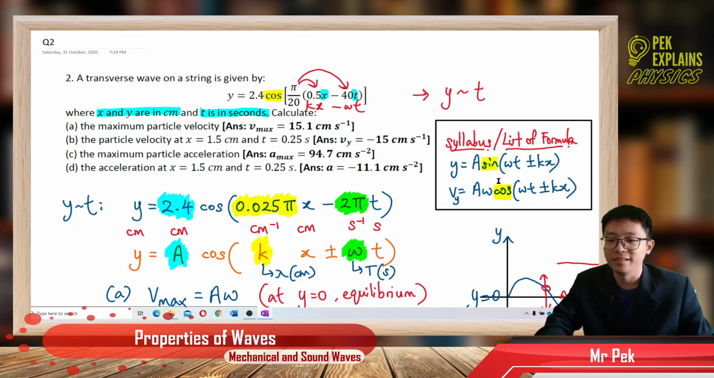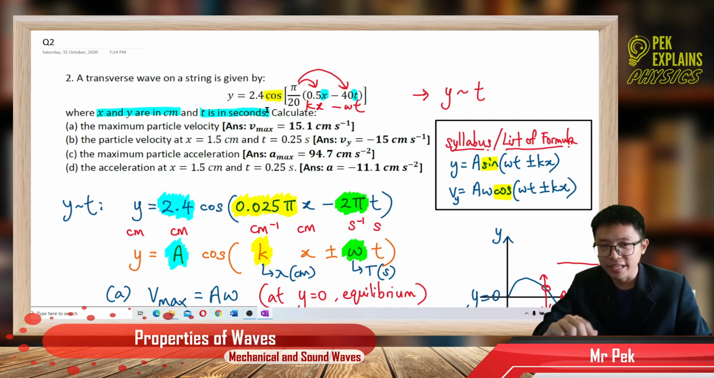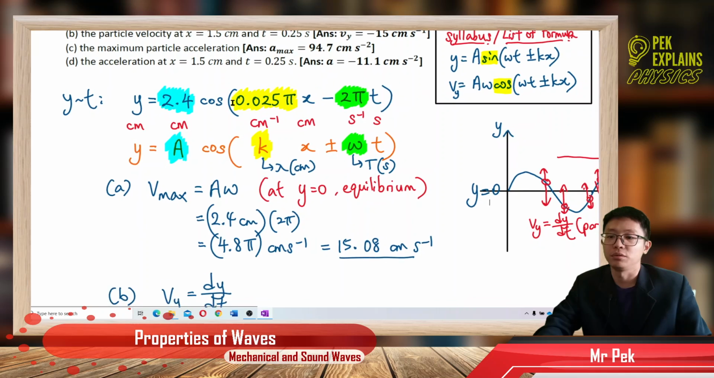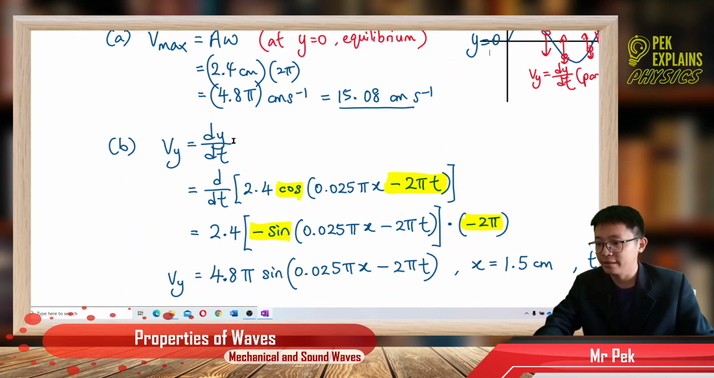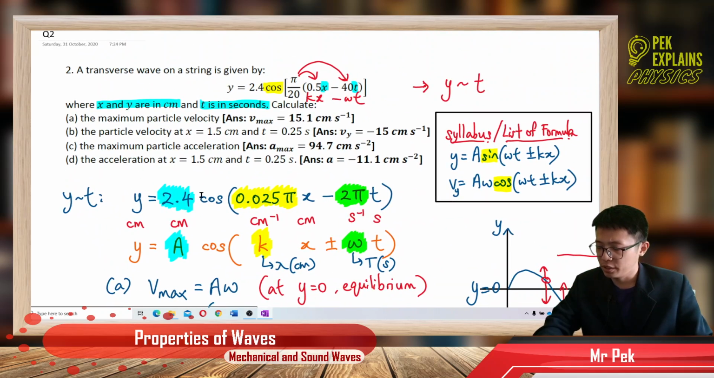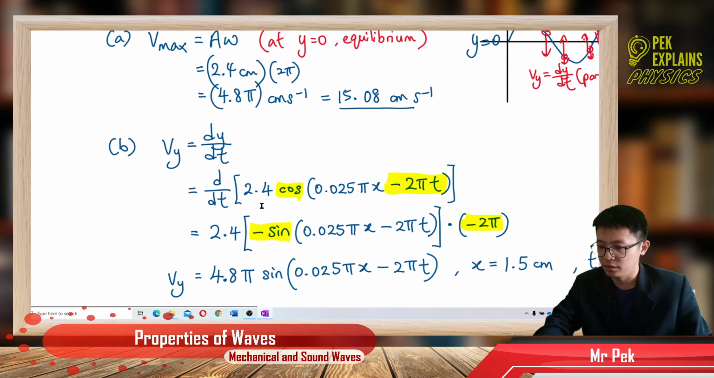So be careful. The formula available in the list of formula can only be used if the displacement formula is a sine formula. If the question gives you the displacement formula with cos, then you need to differentiate yourself to get the velocity formula. So, you need to learn what I teach you. All right. So, my displacement equation is 2.4 cos. This is the formula for the displacement equation. So, I differentiate with time to get the velocity.